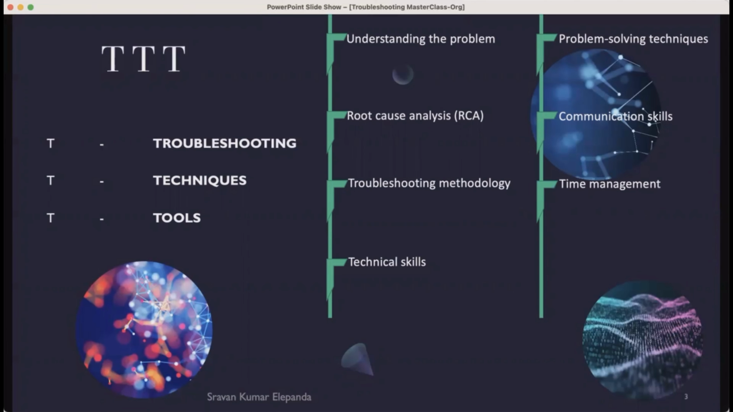Next is time management. Most of us know time plays a vital role in any situation, especially in troubleshooting.